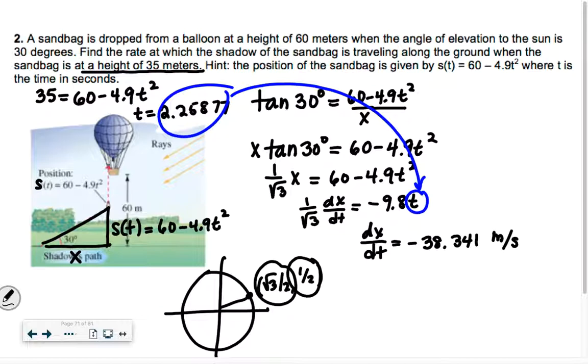Think about what this means. Is the distance x getting smaller or bigger? Smaller. Is that what we thought in this situation? We talked about the shadow moving and zipping directly underneath the ball. That's totally what's happening. So our distance is getting smaller there.